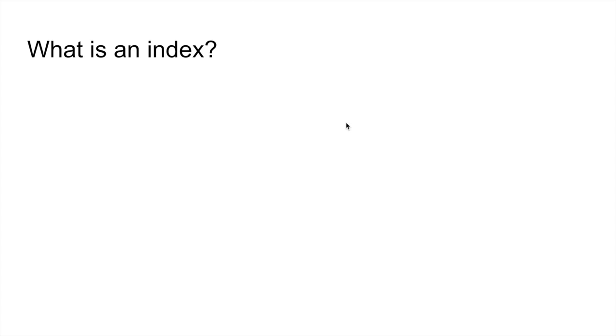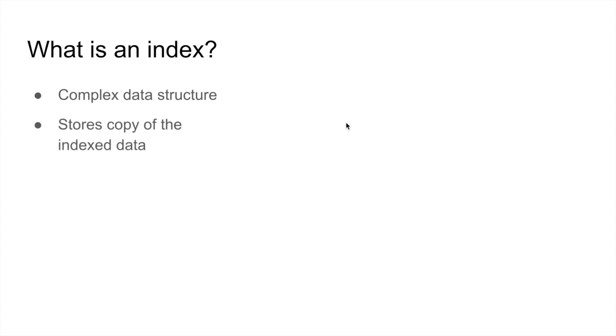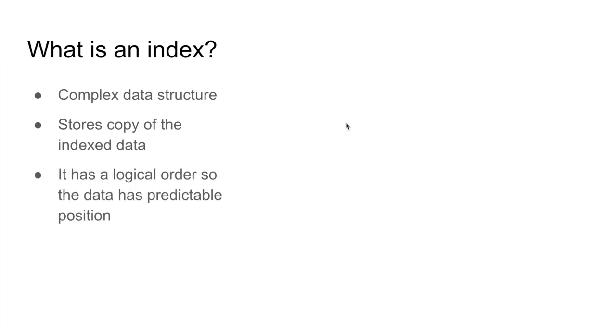What is an index? Basically, an index is a complex data structure which keeps a copy of the indexed data. So if you would have a column called first name and you have an index on that column, that means that the index holds a copy of every first name entry. So an index definitely uses storage space. An index also keeps its data logically ordered.